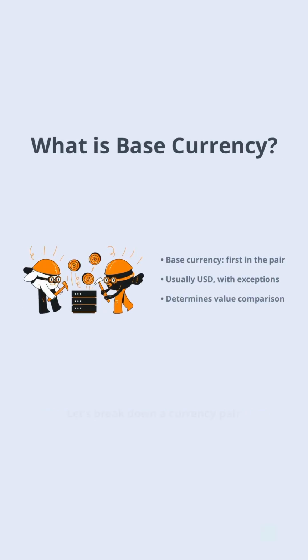Let's break down a currency pair. The first currency listed is called the base currency. It's the reference point for the pair, showing how much it's worth compared to the second currency. For example, if you see USD/CHF at 1.635, it means 1 US dollar equals 1.635 Swiss francs. In most cases, the US dollar is the base currency, but there are exceptions like the British pound, euro, and a few others. Knowing which is the base currency is crucial for understanding quotes and making informed trades.